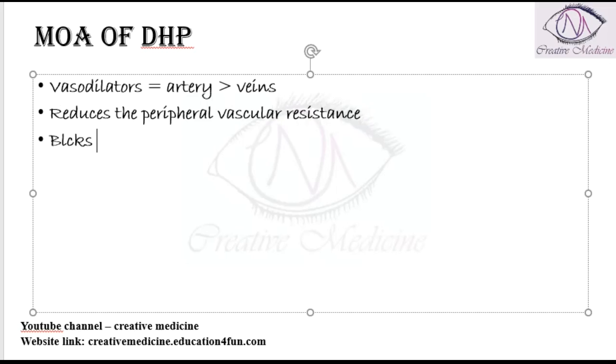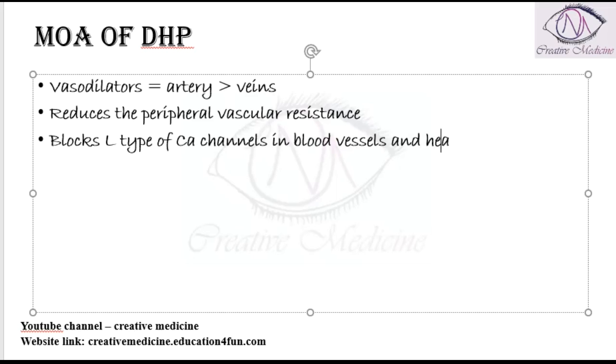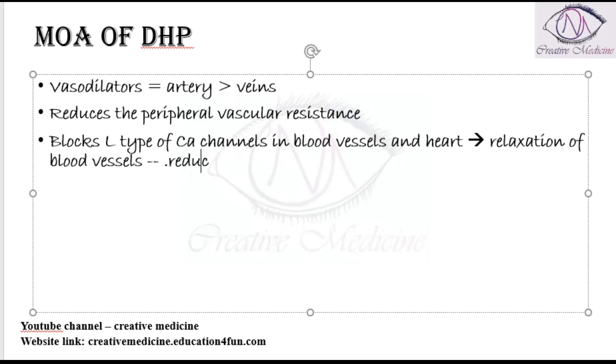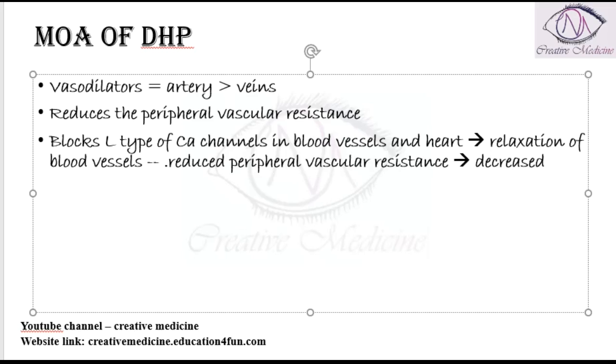These will mainly block the L type of calcium channels, which are present in the blood vessels and the heart, and thus they cause relaxation of blood vessels. Because of relaxation of blood vessels, reduced peripheral vascular resistance is seen, and this reduced peripheral vascular resistance is responsible for decreasing the blood pressure in the patient.